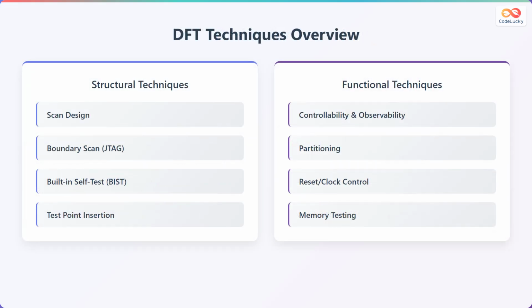DFT techniques can be broadly classified into two categories. The first one is structural techniques. These include scan design, boundary scan, which is also known as Joint Test Action Group or JTAG, built-in self-test, or BIST, and test point insertion. The second one is functional techniques. These include controllability and observability, partitioning, reset or clock control, and memory testing.